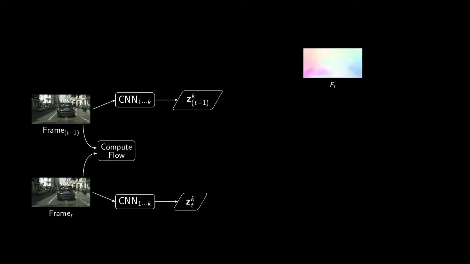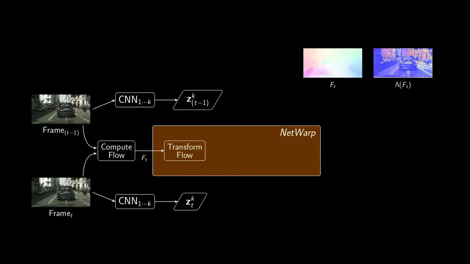Now we present an overview of the proposed NetWarp module. The main design principle is to use optical flow of adjacent frames for warping intermediate network representations across time. First, we compute optical flow and intermediate CNN representations for 2 consecutive frames. The NetWarp module takes the optical flow as input and transforms the flow with a small CNN.